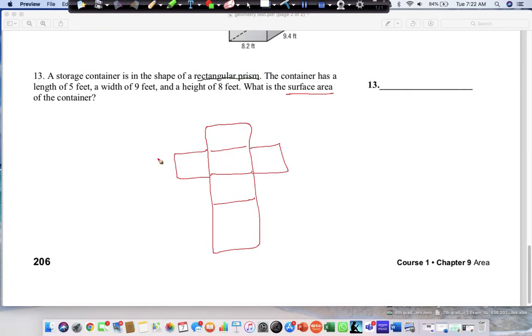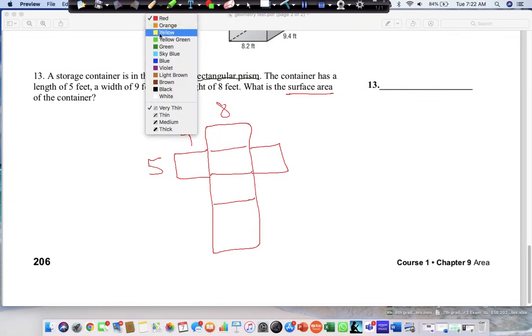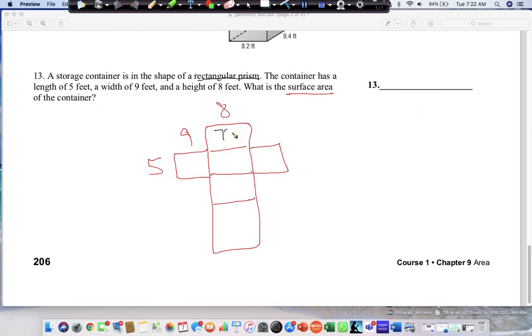All right, we have 5, 9, and 8. Again, whatever order you wanted to do that in is fine. 8 times 9 is 72. 9 times 5 is 45, and 8 times 5 is 40. Again, we are alternating 45, 40, 45, 72, 40, 72, and 40. And then you are just adding all those numbers together.